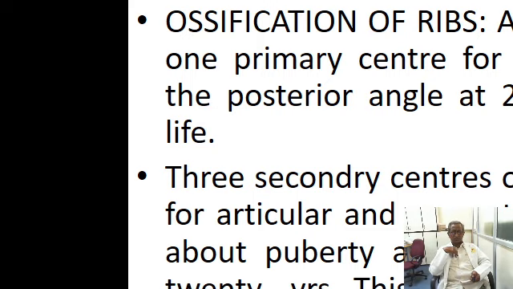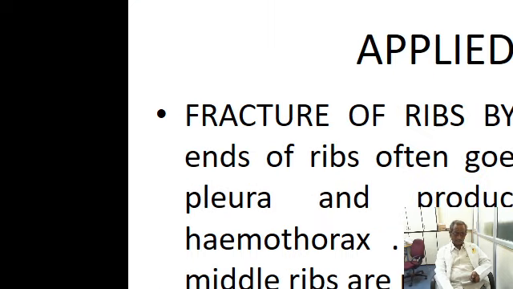The first rib is ossified from one primary center for the shaft and two secondary centers for the head and tubercle. The last rib ossifies by one primary center for the shaft and one secondary center for the head.